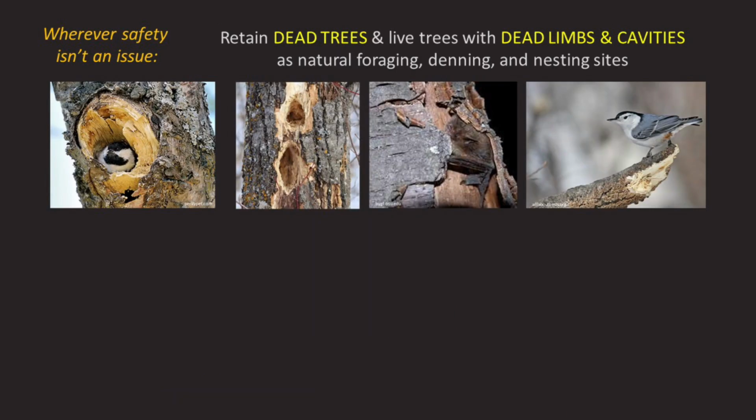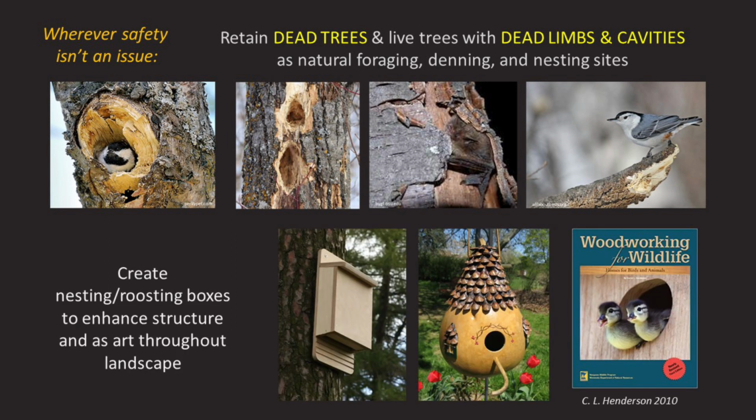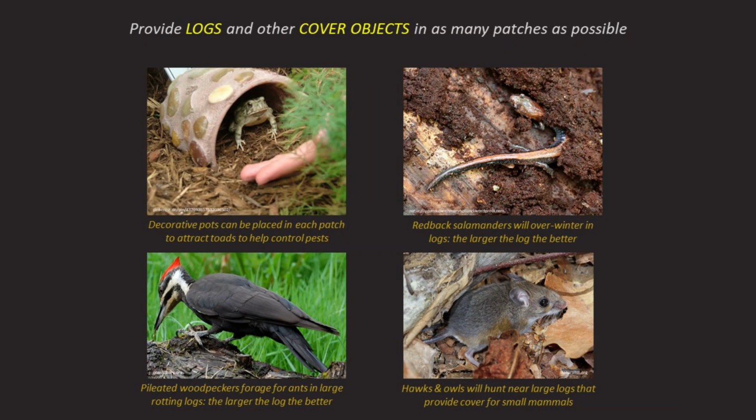Retaining dead trees and live trees with dead limbs and cavities in areas where safety isn't a concern is one of the best ways to attract certain birds and mammals to your property. If your property lacks cavity trees, you can erect nesting or roosting boxes to add habitat opportunities for wildlife. And while we're obviously not going to leave large fallen logs and branches on our lawns, anytime we can leave or add cover objects on the ground, that is an easy way to provide habitat opportunities for wildlife.